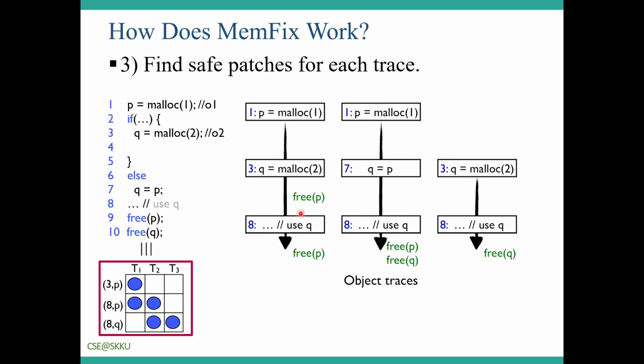Now, after removing all the unsafe patches, we finally solve the exact cover problem using this table on the lower left. Let's define each object trace as T1, T2, T3. In this table, each column corresponds to an object trace, and each row represents a candidate patch and which traces it safely covers. So what is the solution to the simple exact cover problem? I will give about 5 seconds.